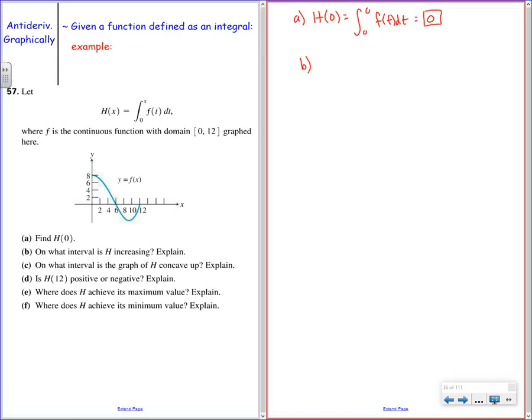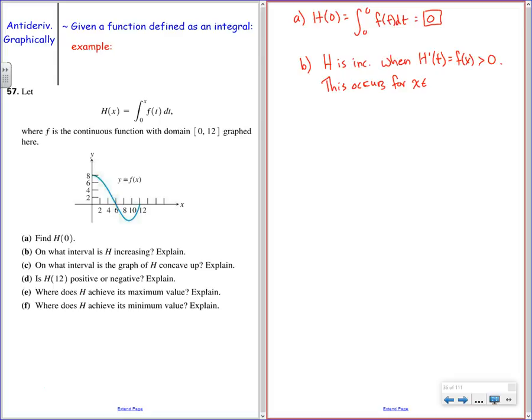Pause. I don't want to hear an answer. I want to hear why. h is increasing when h's derivative, h prime, which equals f of x, is greater than 0. This occurs for... Okay. Now let's get an answer. 0 to 6. The bound is open.